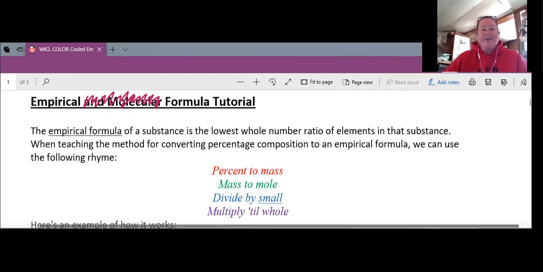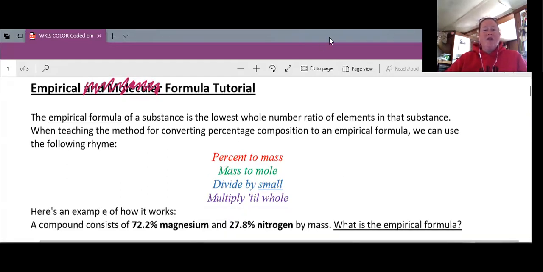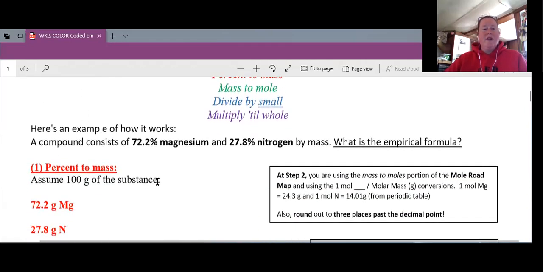Here is the question that you'll get answered. You will get asked a question: what is the empirical formula of a substance if you are given its percent of each element? So here's an example. A compound consists of 72.2% magnesium and 28.7% nitrogen by mass. What is the empirical formula? The percent to mass part of the poem has us assume 100 grams of the substance.